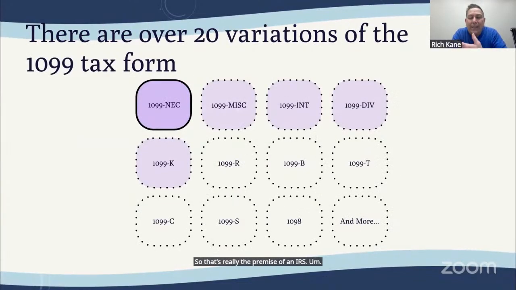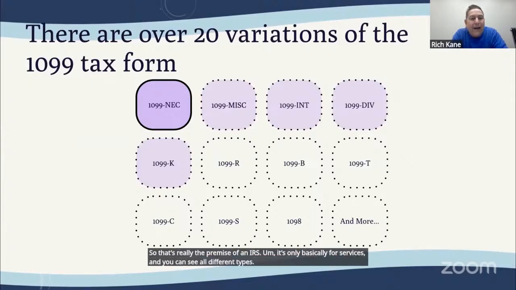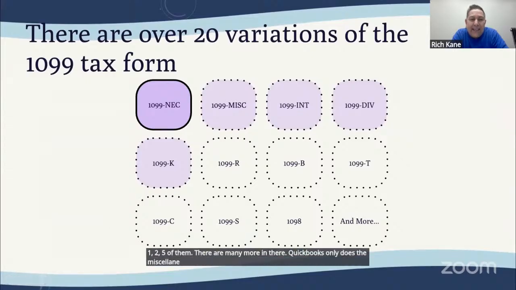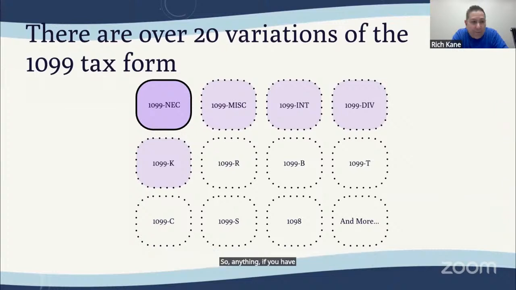So that's really the premise of a 1099. It's basically for services, and you can see all different types in there. We're only going to be talking about the first one to five of them. There are many more in there. QuickBooks only does the Miscellaneous and the NECs. So if you have any others, common ones might be an interest form or a dividend form.